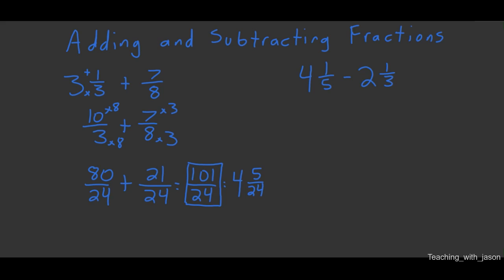All right, 4 1/5 minus 2 1/3. There are a couple of things we can do at the beginning. One is if you can do the subtraction right away, I could take the 2 away from the 4, and I would be left with 2 1/5 minus 1/3.